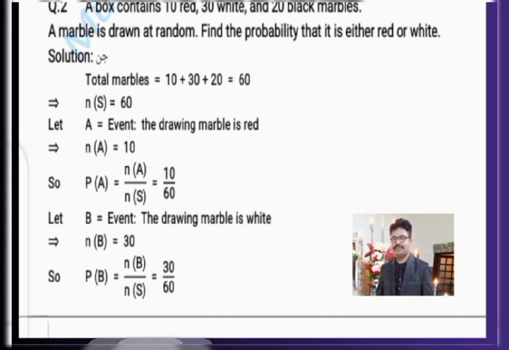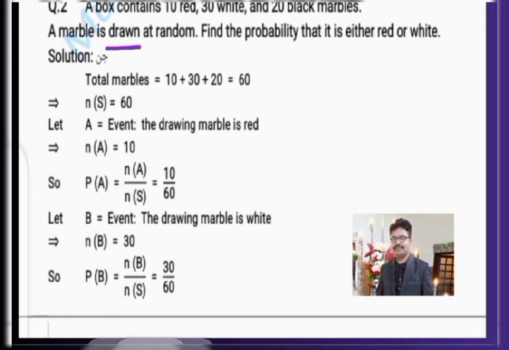And another important word: drawn. Here it can be select, draw or choose. These three words have the same meaning: draw, select or choose.